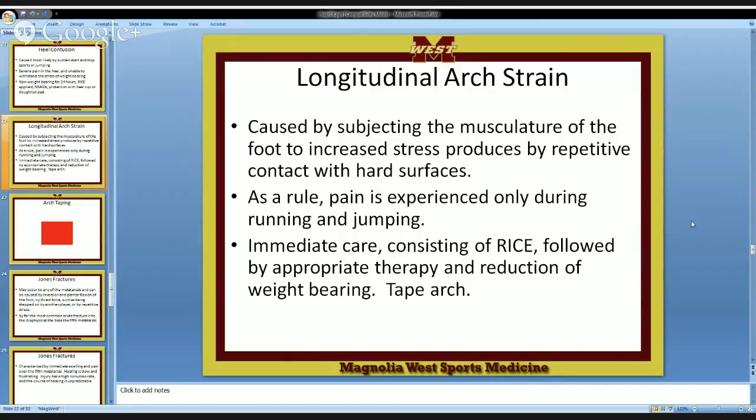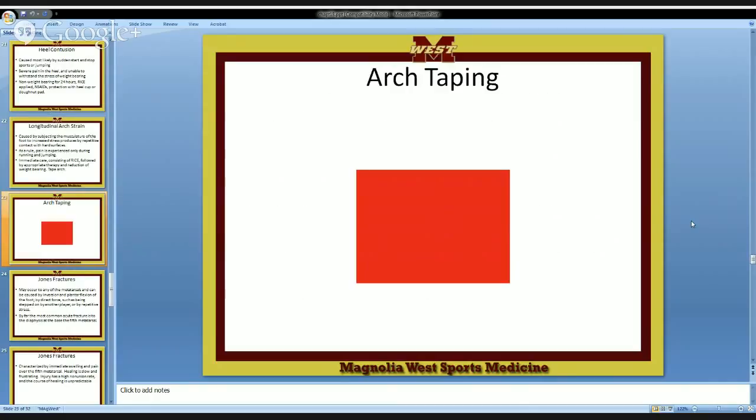As a rule, pain is experienced only during running and jumping. Immediate care consists of RICE, followed by appropriate therapy for reduction of weight bearing, and tape the arch. You must tape the arch. So part of your test is going to be to tape an arch.